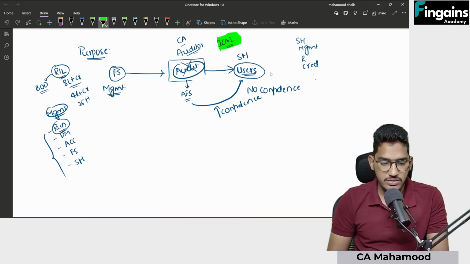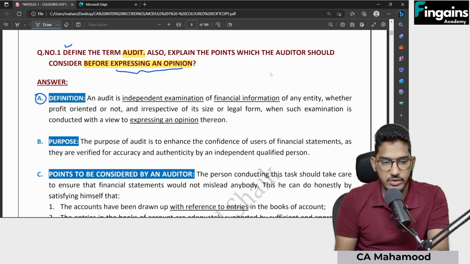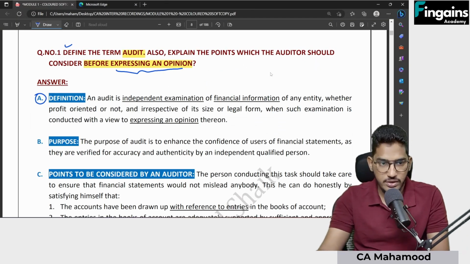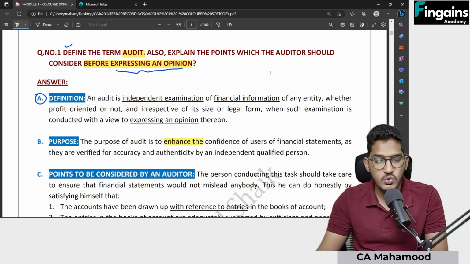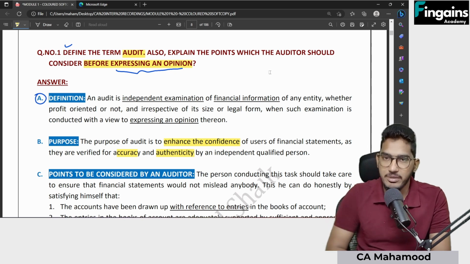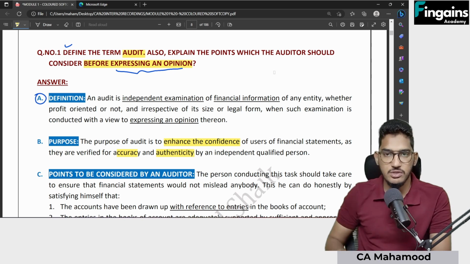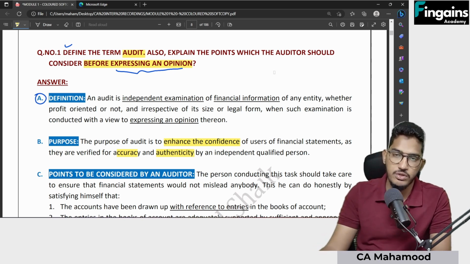Clear, everyone? So this is the purpose of the audit. If you have a look at the answer, the purpose of audit is to enhance, to increase the confidence of users of financial statements, because they are verified for accuracy and authenticity. Authenticity means genuineness, verified by an independent qualified person. So if someone asks you what is the ultimate purpose of the audit, what are you going to say?